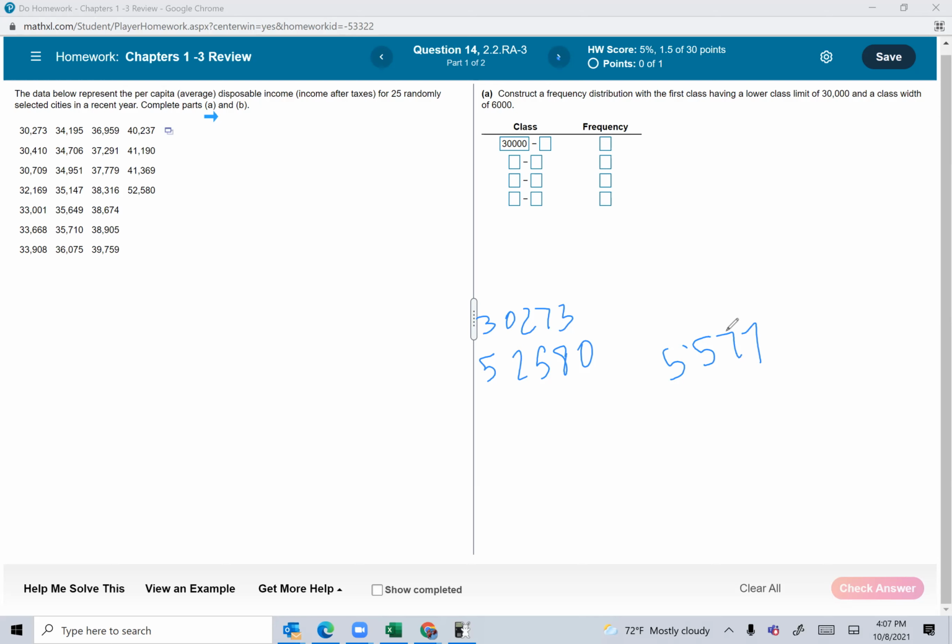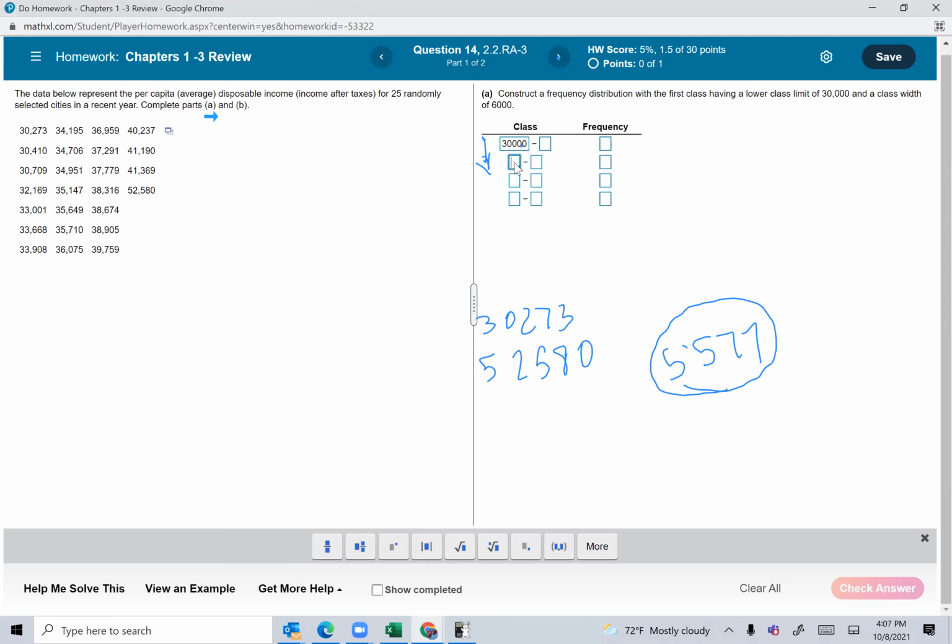Okay. And now look, guys, how you construct the table. You start this way. If he doesn't tell you which value to start with, you always start with the smallest value. But he says he wants you to start with 30,000. And now, guys, you're going to add 5,577 to 30,000. So if you add 5,577 to 30,000, that will be here what? Let me just type it.